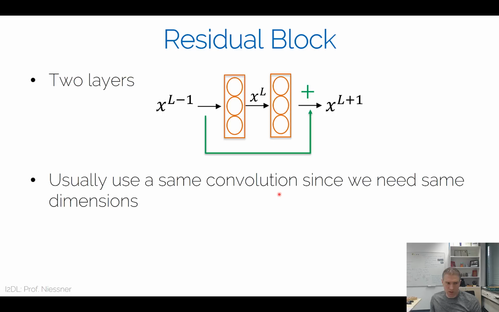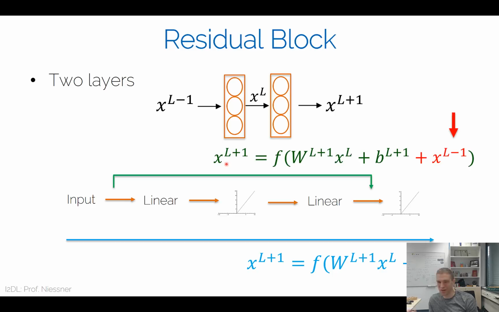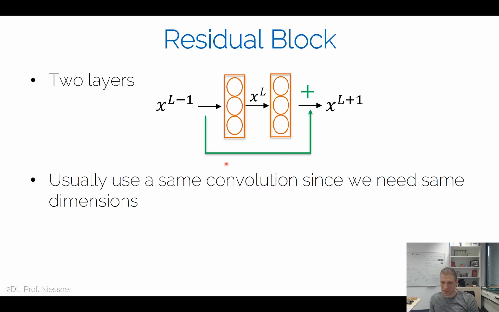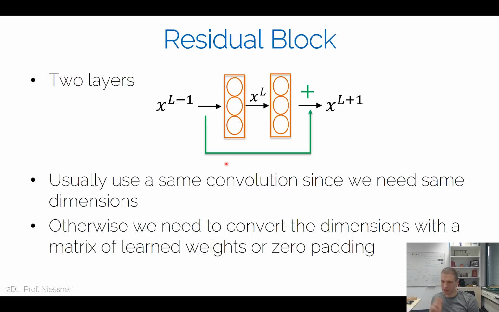This dimensionality here and this dimensionality here have to be the same. Otherwise, the whole thing doesn't really work. So using the same convolutions, we need to pad accordingly so we don't change the dimensions. Otherwise, you need to do some weird padding and it's complicated. Anyway, use the same dimensions, otherwise this doesn't work. And this thing is called a residual block. Now we have a residual block here.